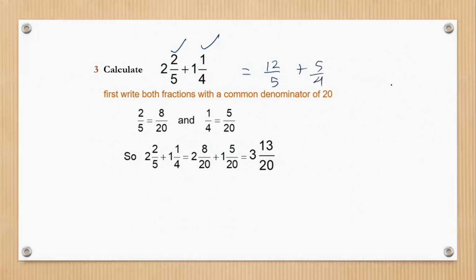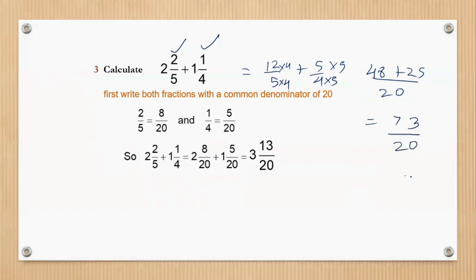And again, we have the denominator as 20. So how do I get the denominator 20? We multiply by 4 here, multiply by 4 here. 12 times 4 is 48, plus here we have to multiply by 5, multiply by 5. 5 times 5 is 25. So when we add this together, we get 5 plus 8 is 13, carry 1. We get 73 upon 20.